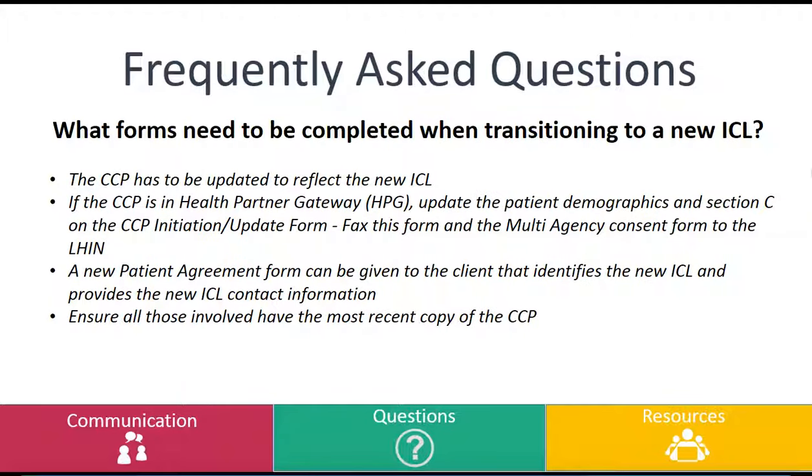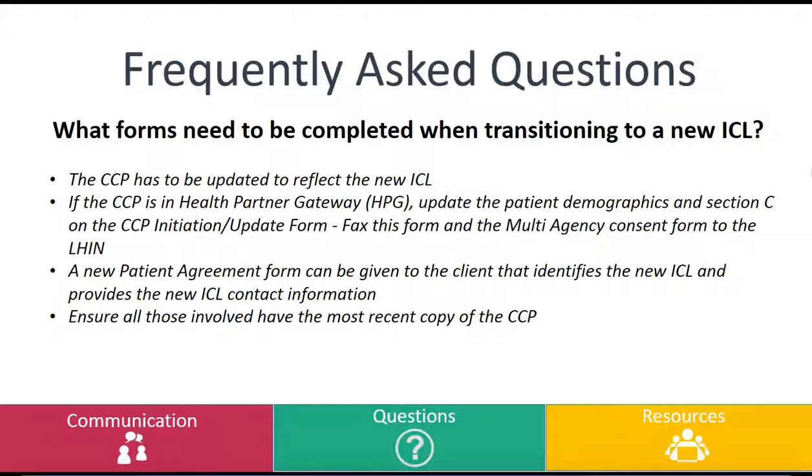Next, we'll discuss what forms need to be completed when transitioning to a new integrated care lead. So the coordinated care plan has to be updated to reflect the new ICL. If the coordinated care plan is in Health Partner Gateway or HPG, you need to update the patient demographics and section C of the coordinated care plan initiation and update form, and then fax this form and the multi-agency consent form to the LHIN. A new patient agreement form can be given to the client that identifies the new integrated care lead and provides the new integrated care lead contact information.